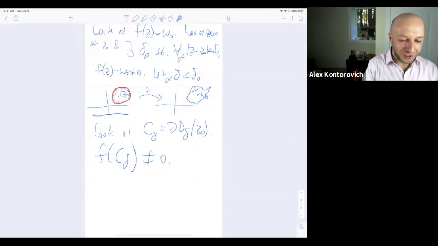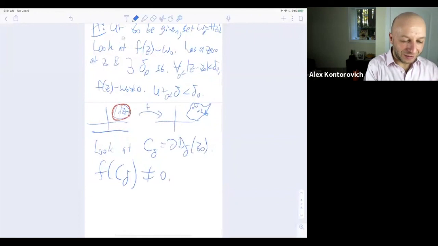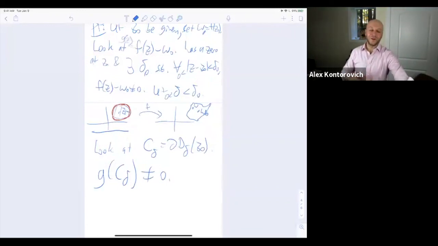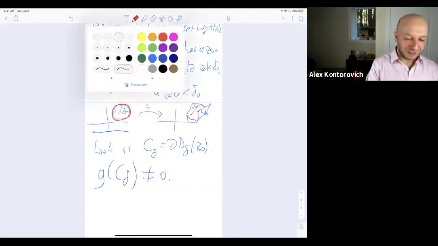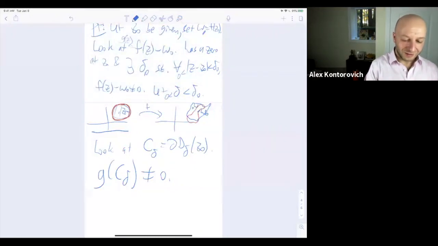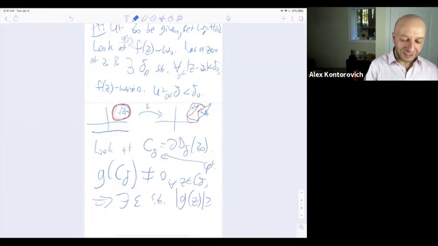Which function? This function. I need to give this function a name. G of Z. The function G of Z never vanishes. G of Z is the difference between F of Z and this W0. Every time you're away from Z0, this thing doesn't vanish. And the boundary is a compact set. The image, wherever the image goes, it can't get arbitrarily close to W0, because this boundary is compact. Therefore, there exists an epsilon such that for all Z on this boundary, the absolute value of G of Z is at least epsilon.